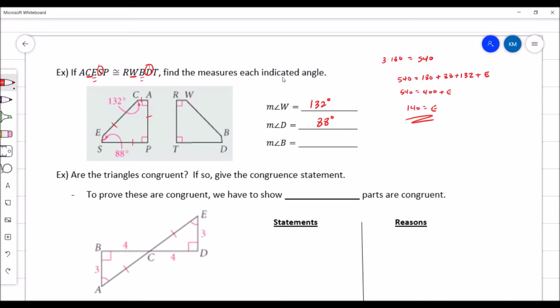So since E is 140 degrees, we know it has to be the same as B because they are corresponding parts in congruent figures, so that means they are congruent.